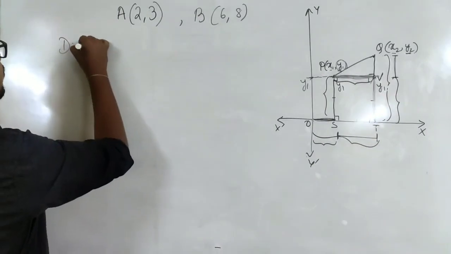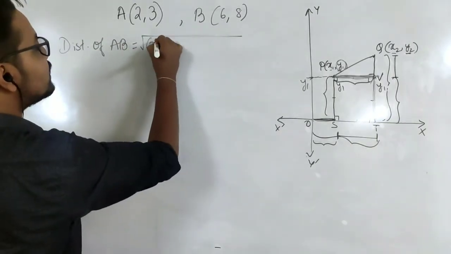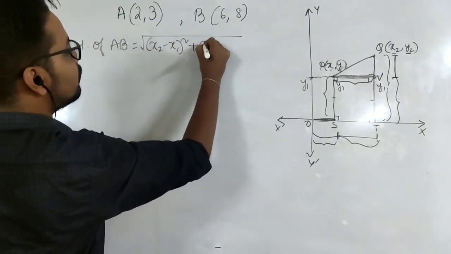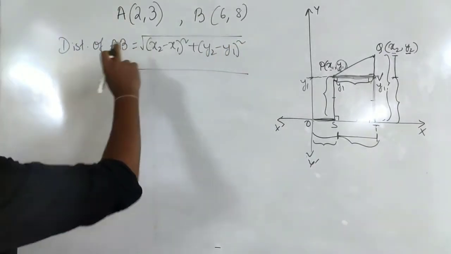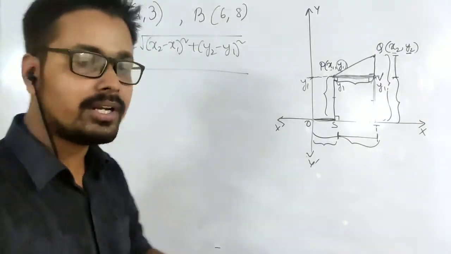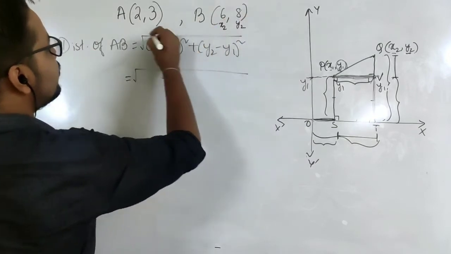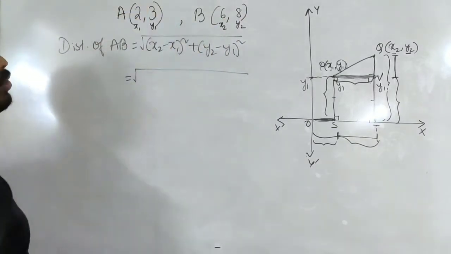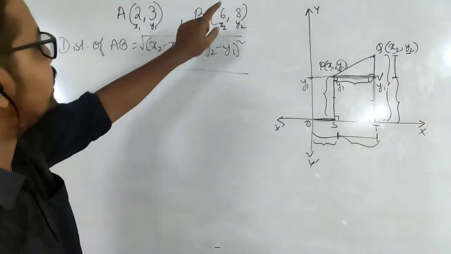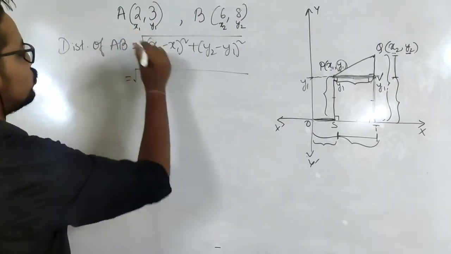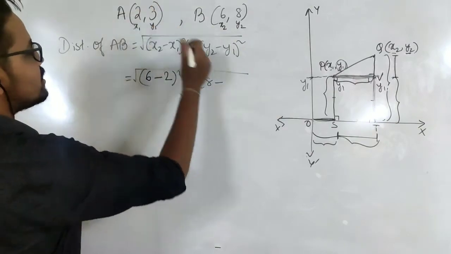So distance of AB is equal to, as we know the formula, root over x2 minus x1 whole square plus y2 minus y1 whole square. x2 means x coordinate of the second point. So this is our second point. This is the x coordinate, this is the y coordinate, this is the x coordinate, this is the y coordinate. This one will be x1, y1, this will be x2, y2. Now just put the values. This one is x2, this is 6 minus x1 is 2, so it is 2 square. Plus y2 means 8 minus y1 is.